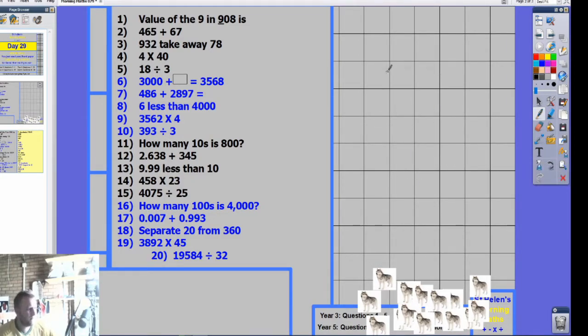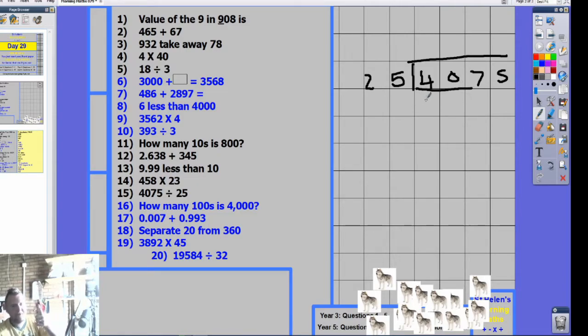Talking fast today. Okay, 4075 divided by 25. 25 is a times table that we can do in Year 5, no problem. Put it into your bus stop. 25 is clearly not going to go into the first digit because it's only one digit. So we're going to go 25 into 40. 25, 50. It's too much. It can only actually go in once.